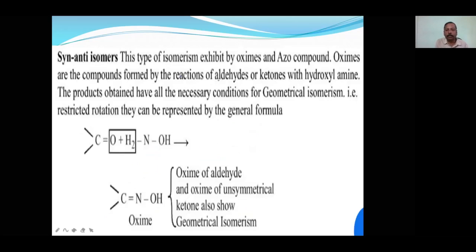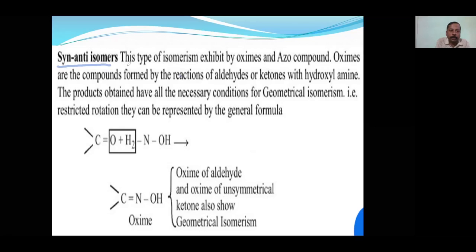Syn and anti isomers. We have done two types of geometrical isomerism: cis-trans isomerism and EZ isomerism. We are going to do it for syn and anti isomers. Don't forget that we are going to study the number of isomers, which is very important in integer type questions. In integer type questions we are going to get the number of geometrical isomers. That formula I will be giving at the end of this session.